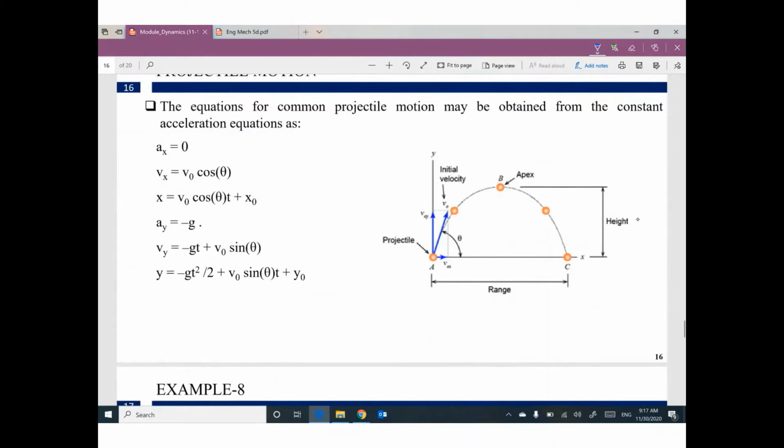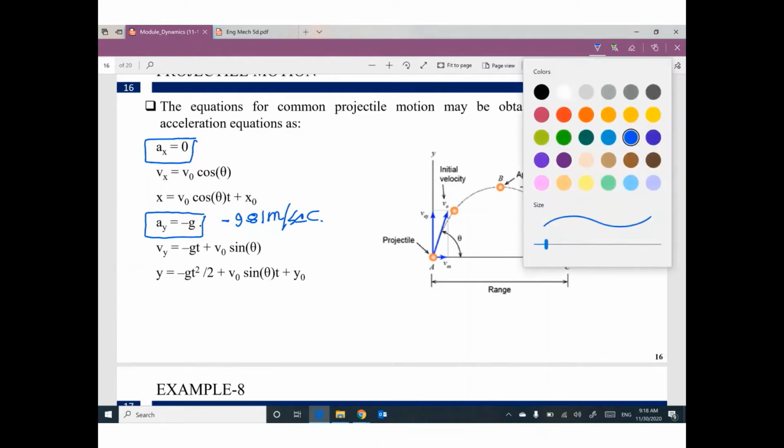So the equations for common projectile motion may be obtained from the constant acceleration equations. The horizontal component of acceleration is 0. The vertical component of acceleration is negative acceleration of gravity. Negative g means negative 9.81 meters per second squared.